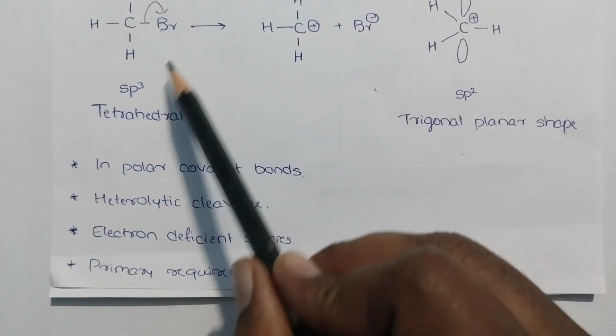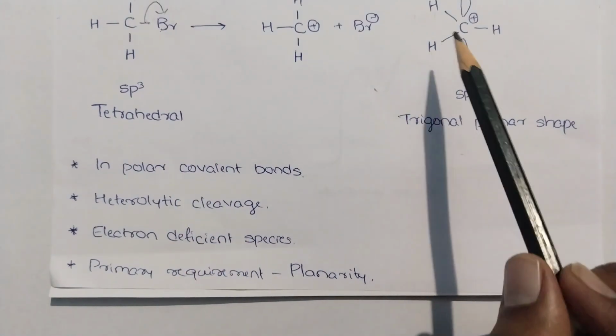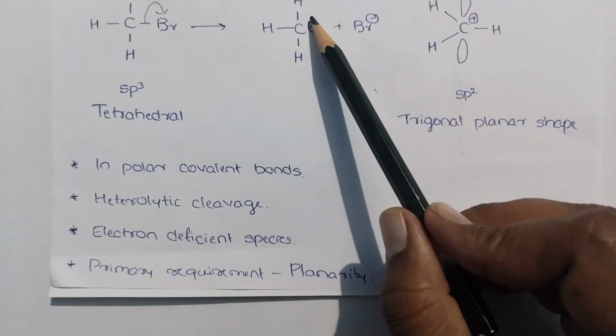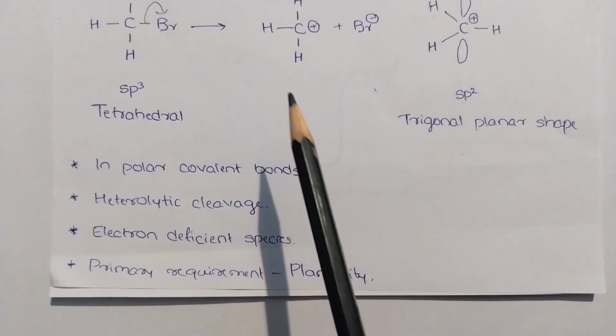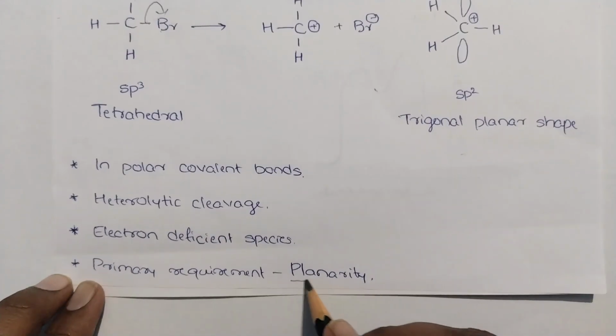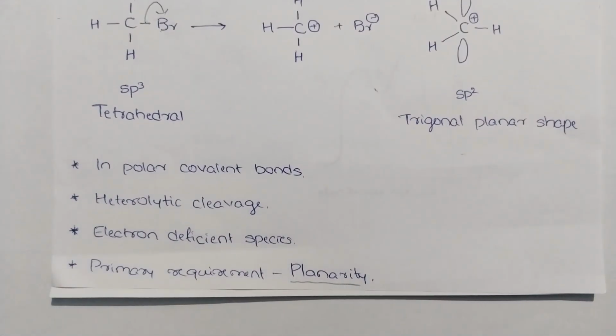Carbocations are formed in heterolytic cleavage, and after this cleavage, this species is electron deficient. The primary requirement for this carbocation is planarity. Planarity is the primary requirement for the carbocation. You should remember this because when it is planar, only then is it stable. If it is non-planar, then the carbocation will not form and it is highly unstable. So the carbocation carbon should be planar.